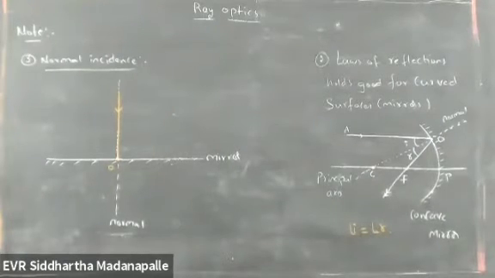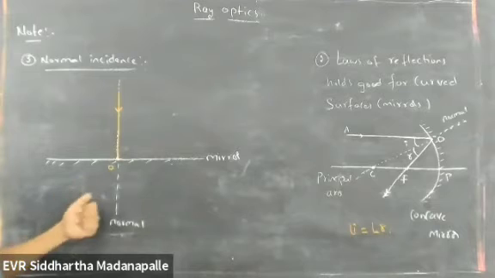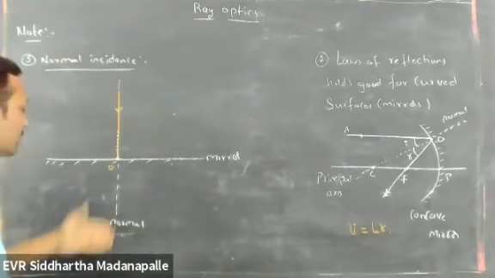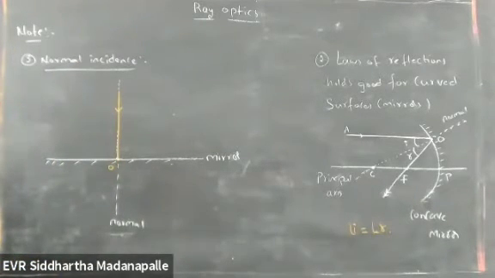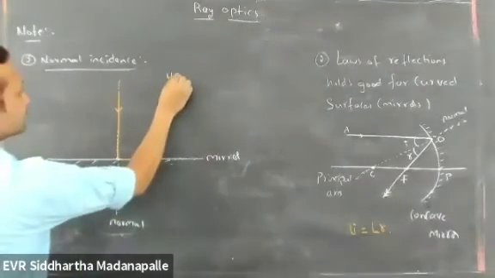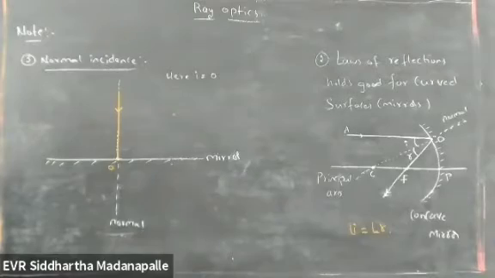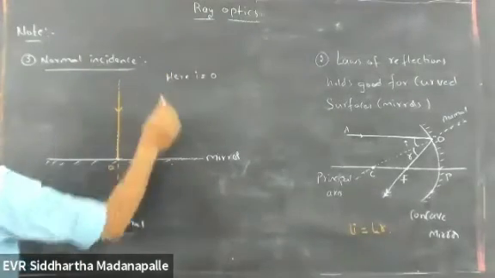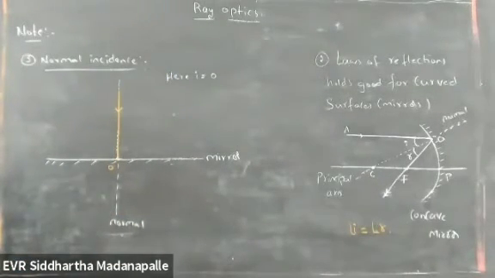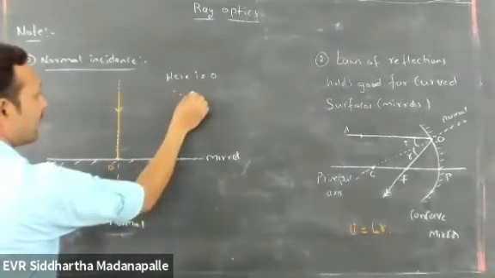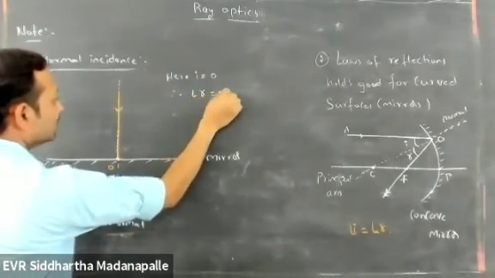Okay. Now in this case, what is the angle of incidence? What is the definition of the angle of incidence? The angle made by the incident ray with the normal. But here the incident ray is traveling along the normal itself. So what is the angle of incidence? Here the angle of incidence is equal to 0. So angle of incidence equal to 0 means, according to the law of reflection, the angle of incidence is equal to the angle of reflection also. So therefore the angle of reflection is also 0.